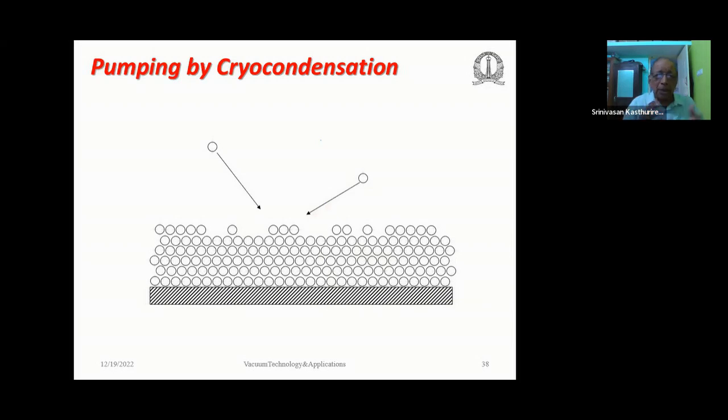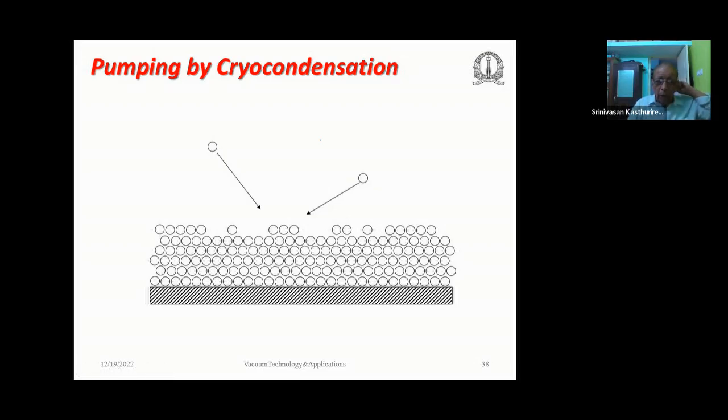Let us try to understand what cryocondensation is. Suppose I have a surface, you can think of a plate, which is cooled to, let's say, liquid nitrogen temperature.